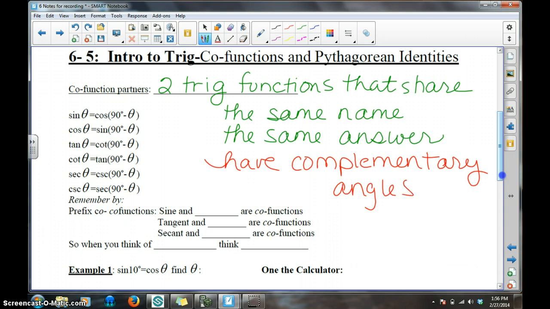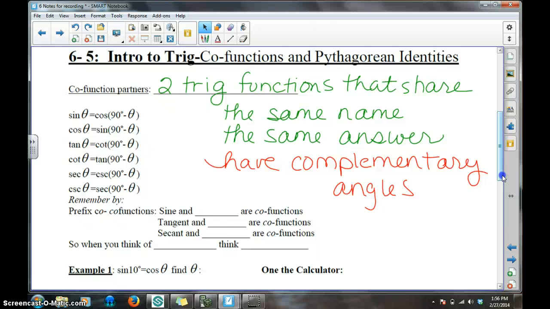Now that means we can exploit that from three different directions. If I know that two functions have the same answer and they happen to be co-functions, I'll be able to say that the two angles I was dealing with must be complements. If I know that two angles are complements, I can pick any two co-functions and say that they'll have the same answer. And if I know that I have two angles that are complements, I can say that the two co-functions given to me will guarantee the same answer.